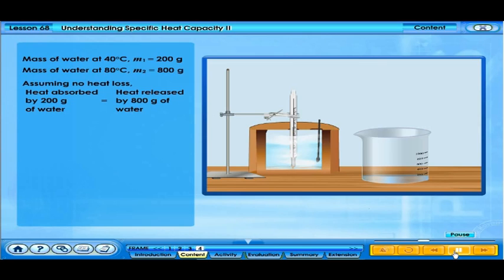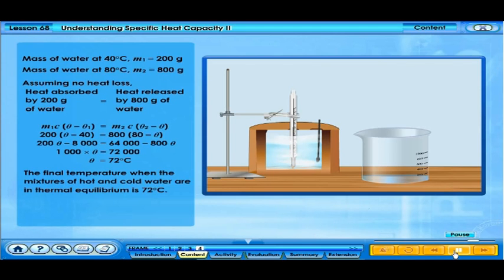Mass of water at 40 degrees Celsius, m1, equals 200 grams. Mass of water at 80 degrees Celsius, m2, equals 800 grams. Assuming no heat loss, heat absorbed by 200 grams of water is equal to heat released by 800 grams of water. Therefore, the final temperature when the mixture of hot and cold water is in thermal equilibrium is 72 degrees Celsius.